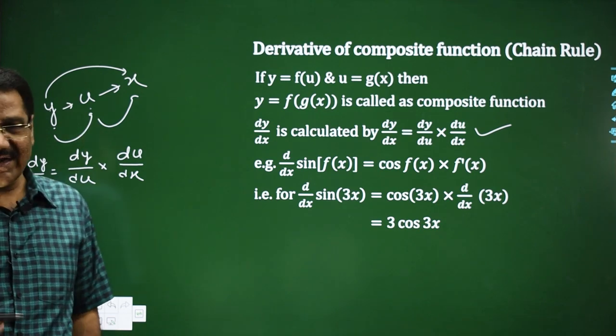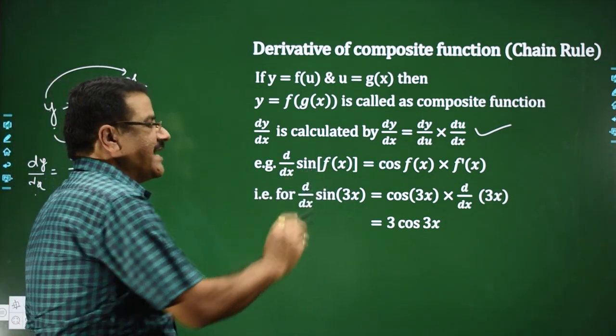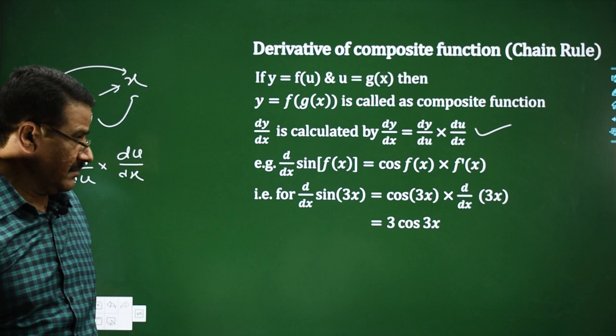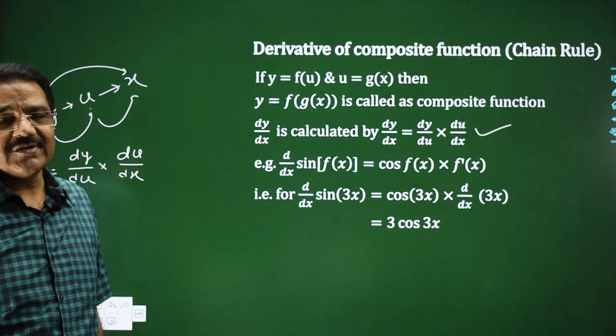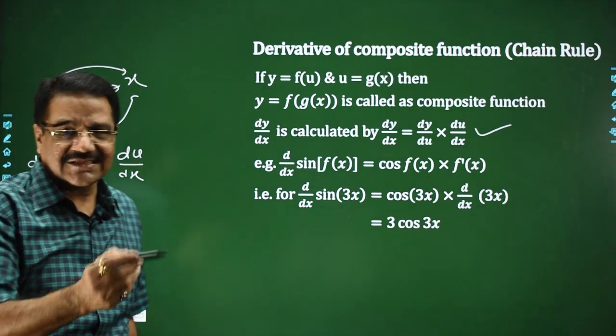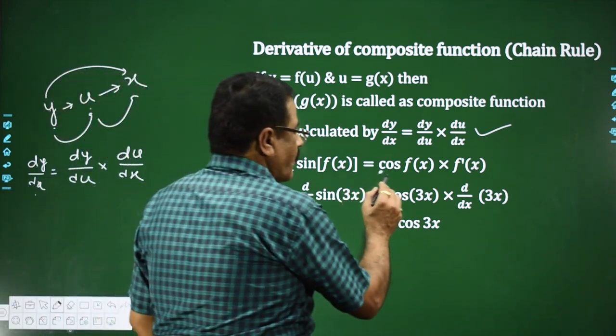Now, let us understand one example, d by dx of sine of f of x. f of x can be anything. So, first of all, we have to take the derivative of the original term, that is sine, and the derivative of sine is cos.